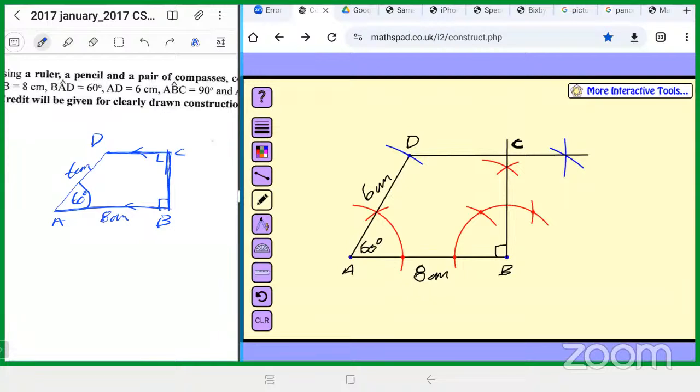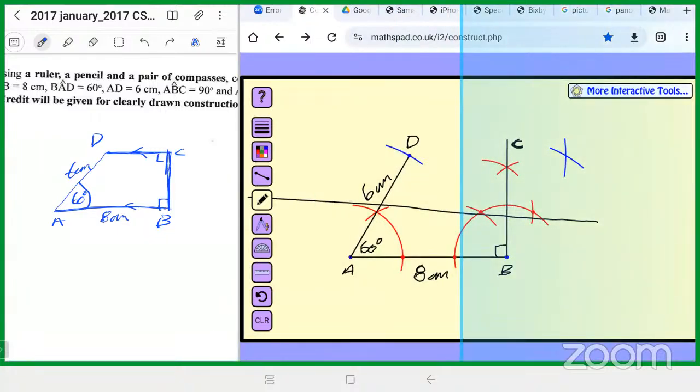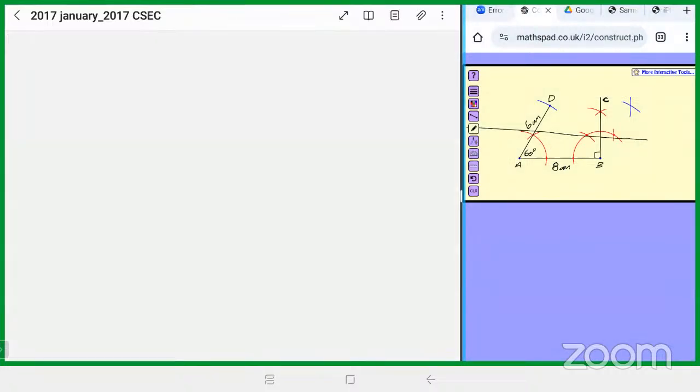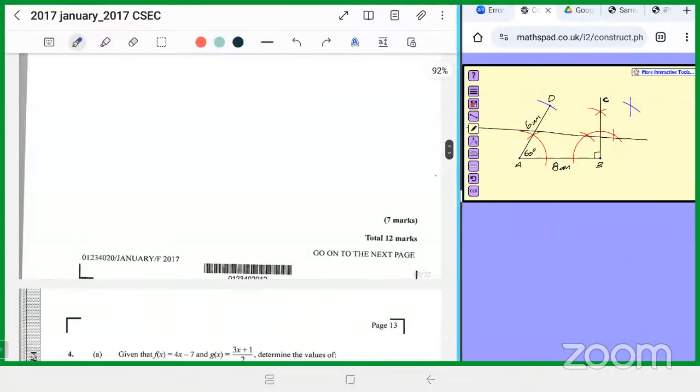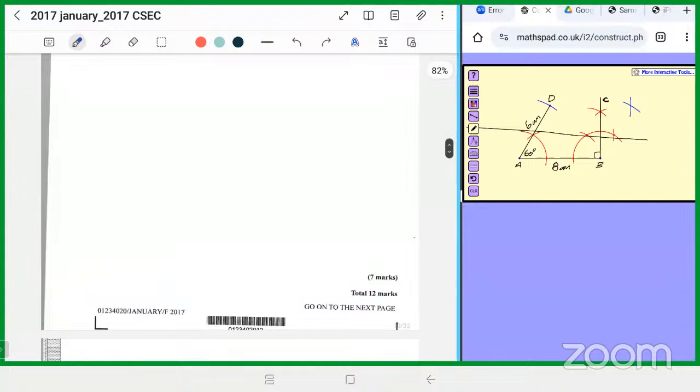All right, so that is that. Let's continue. Anyway, that is it. Next question. Not to measure anything, that is it. 7 marks for doing that.